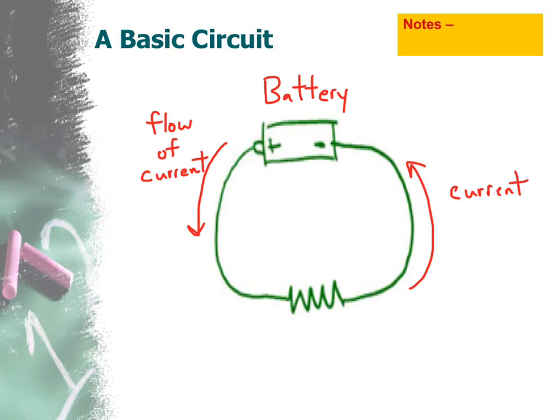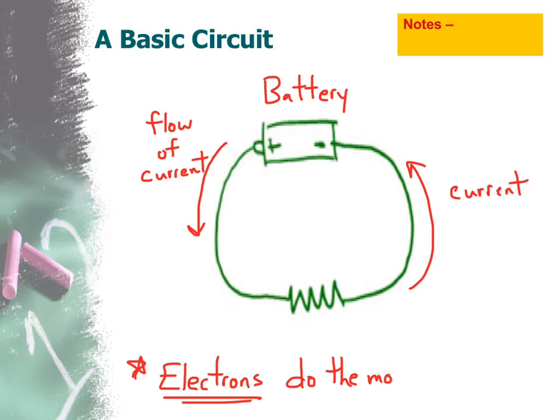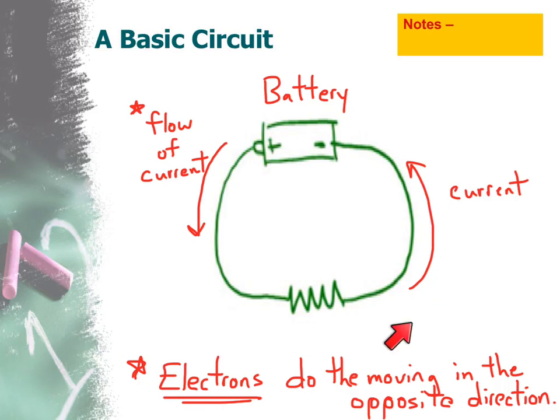One of the things that we have to be careful about is that the flow of the current is actually not the same as the flow of electrons. We have to remember that electrons do the moving, and they move in the opposite direction of the current. So electrons are actually moving from the negative and coming over here to the positive. In reality, that's what's doing the moving, not any sort of positive charge.